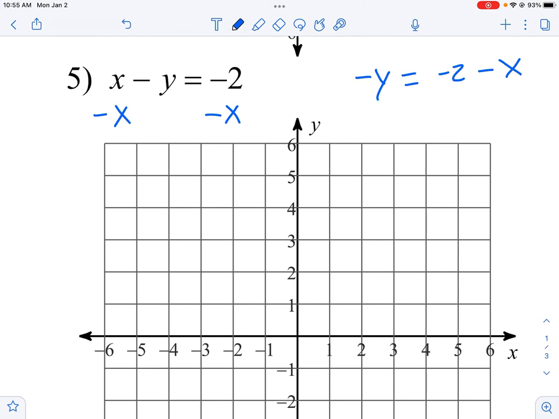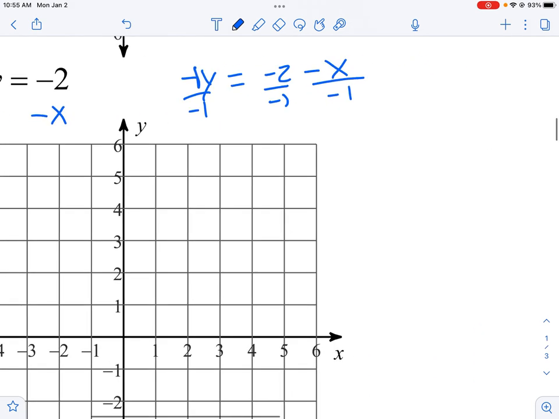There is a number here, and the number is 1. So you're going to have to divide everything by -1. When you divide by -1, it changes signs. So I got -2 divided by -1 is +2.